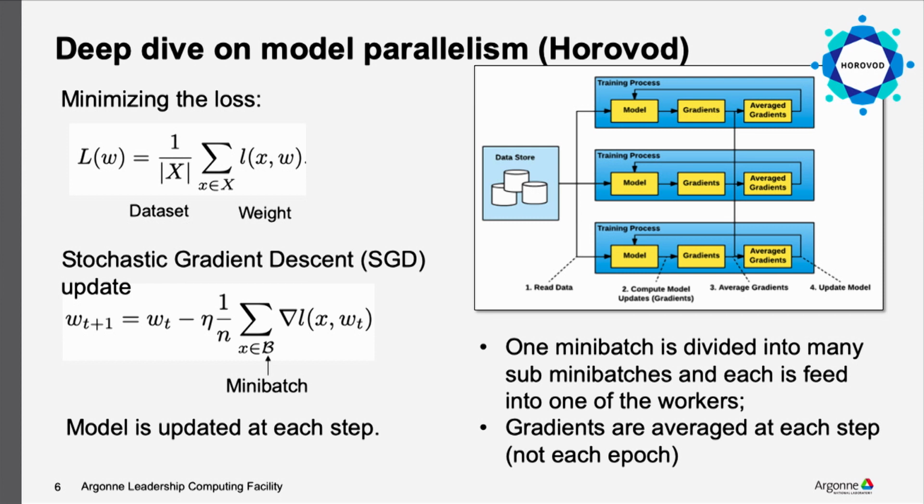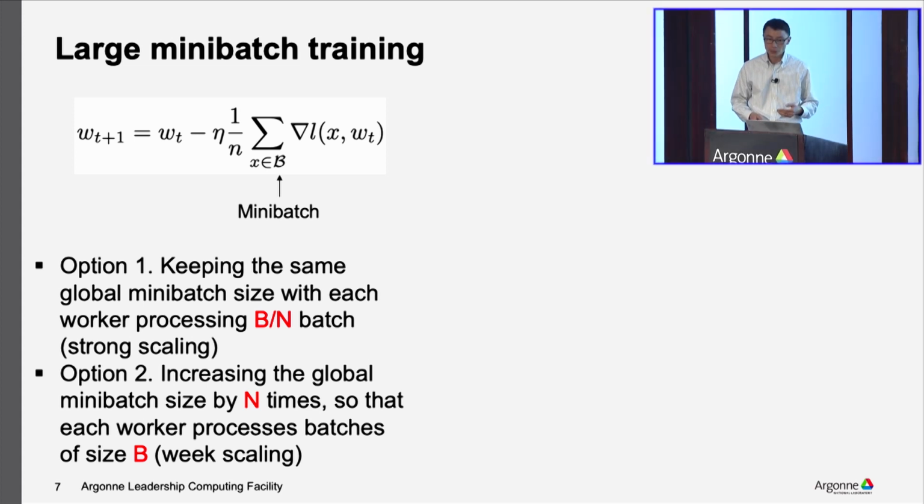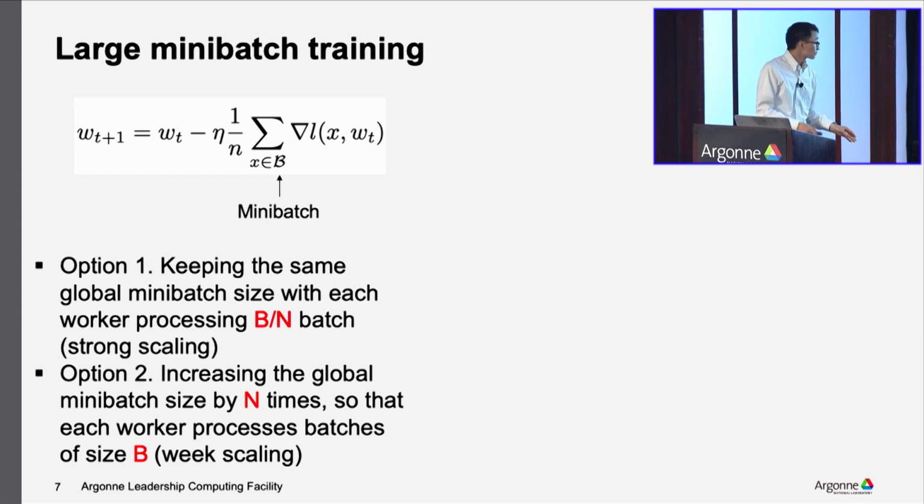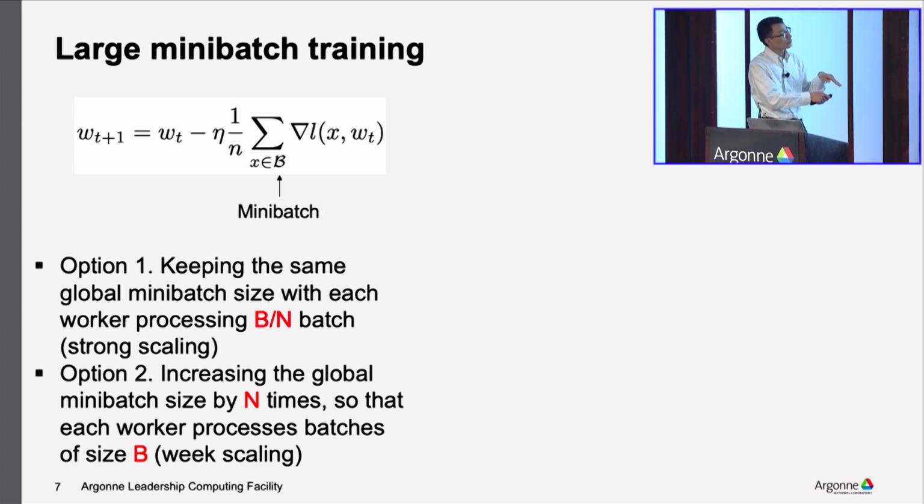And one important thing is that the gradients are averaged at each step, not each epoch. So at each step we need to average all the gradients. Another thing is, as I said in previous slides, we are dividing this mini batch into several small batches. And there are two options for dealing with this. Suppose in one-node training you have a batch size of 256. Now you are using two nodes, two workers, to do the training.